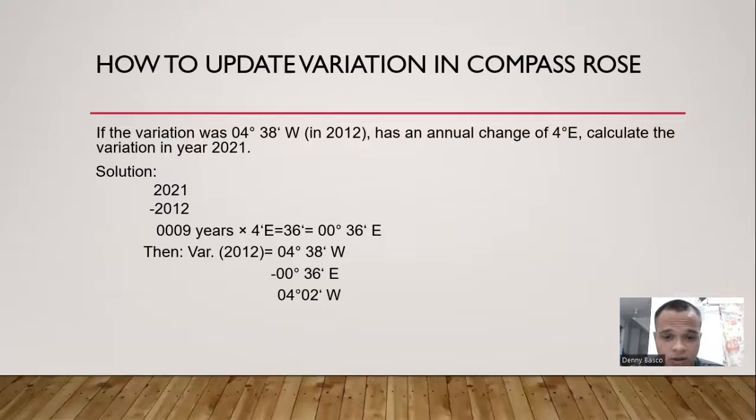Then the variation of 2012 is 4 degrees and 38 minutes west, and we subtract the 36 minutes east, which is the annual change multiplied by 9 years. They have different names, so we have to subtract. The value will become 4 degrees and 2 minutes west. We have to use the name of the greater value. So that's all for my explanation.